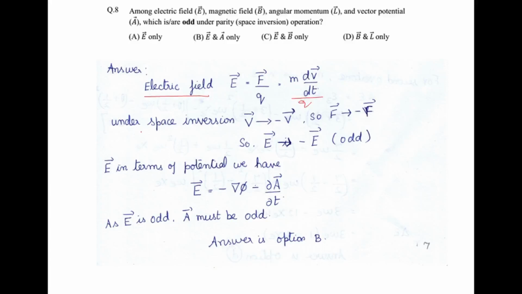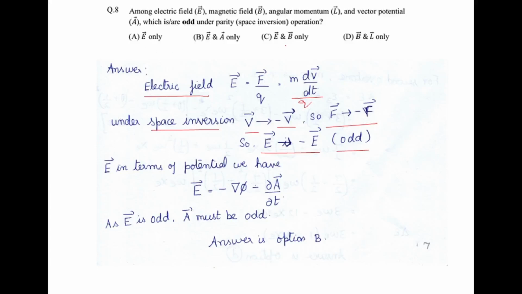Now we go for space inversion. If we do it for velocity, it will become minus V. So if V becomes minus V, then F will also be minus F. And if F is minus F, then the electric field must also be minus E. Therefore, it is odd under parity space inversion operation.